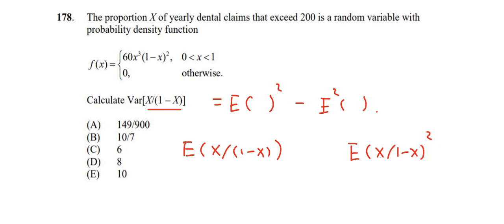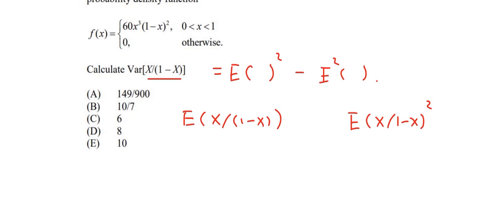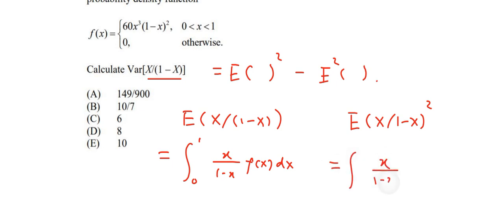To find this, just according to the definition, just do some calculation. So this one equals the integral of x(1 minus x) times f(x) dx, with x changing from 0 to 1. Yeah, so for this one it is the square, f(x) dx, from 0 to 1. Those integrations we should do really quickly.